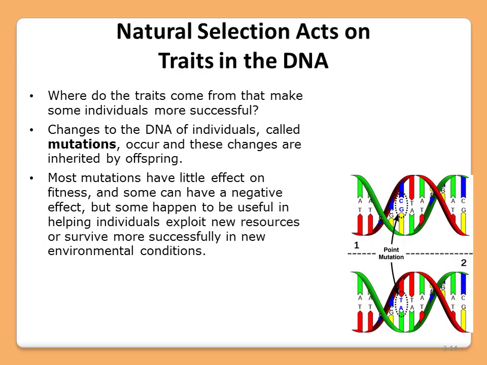So if you get a good gene, that gene might be more likely to pass on from one generation to the next. And so that mutation can eventually lead to a change in the population.